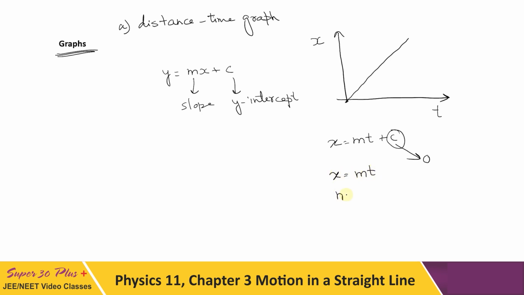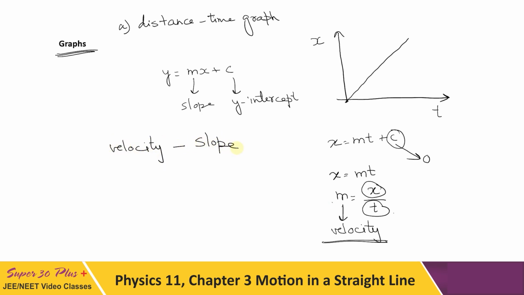If you write m here, that will be equal to x by t. What is x? x is position and t is time. So position by time. What does it represent physically? This has to be the velocity term. Now you can see that the slope of a distance time graph represents velocity. So velocity is represented by the slope of the x versus t graph. Got it?